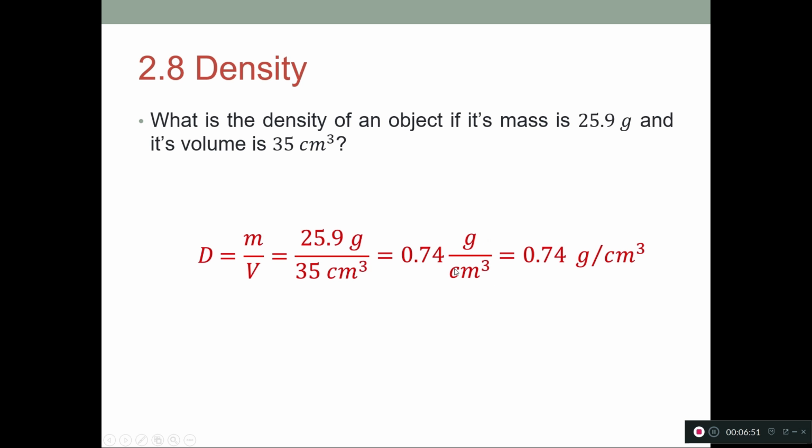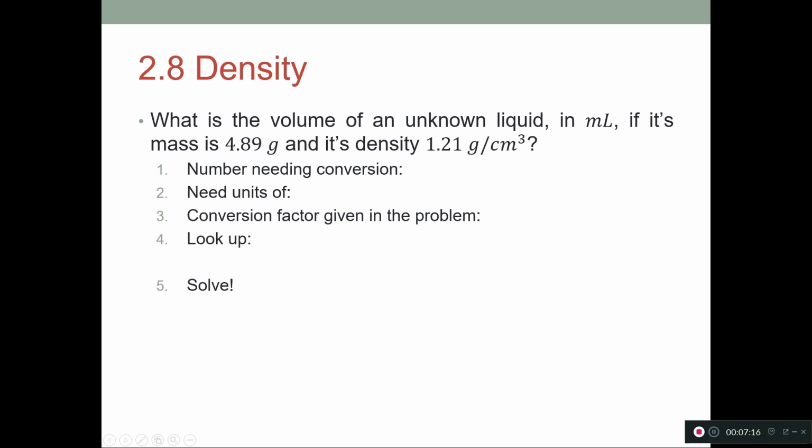So our units just end up being however we arranged the units in our problem. So it's grams over cubic centimeters, so our units are grams per cubic centimeter, and we can also write it like this. This is often how you see it written, more linear or horizontal like this. So it's 0.74 grams per cubic centimeter.